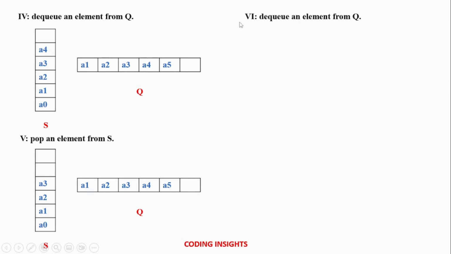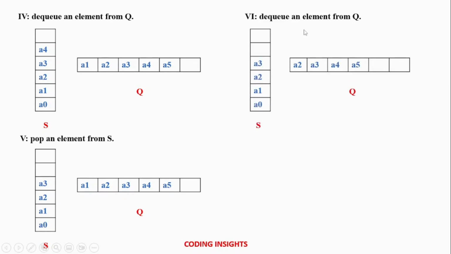Now the sixth operation is dequeue an element from queue. We have to remove an element from the queue. So the first element will be removed from the queue. That is A1 will be removed from the queue. So we have A2, A3, A4, A5 in the queue.